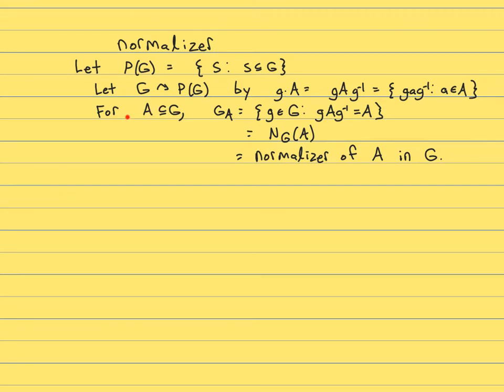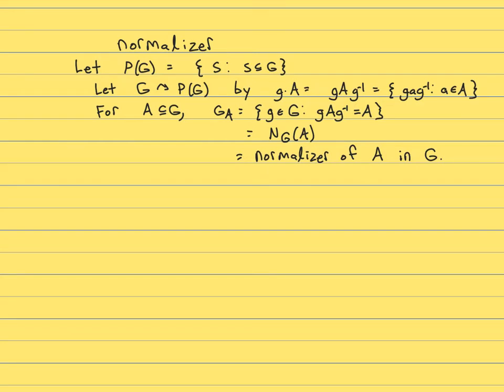And then for a subset of G, what is the stabilizer under this action? It's those group elements for which gAg inverse is equal to A. We define that to be the normalizer. So the normalizer of A in G is the set of group elements that when you conjugate, you get A back.